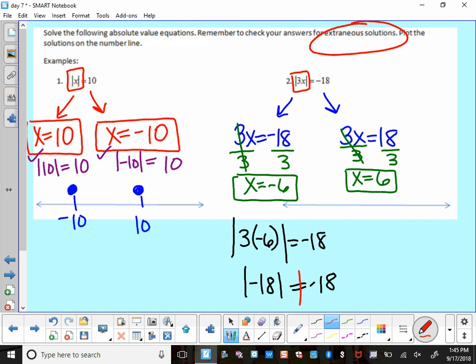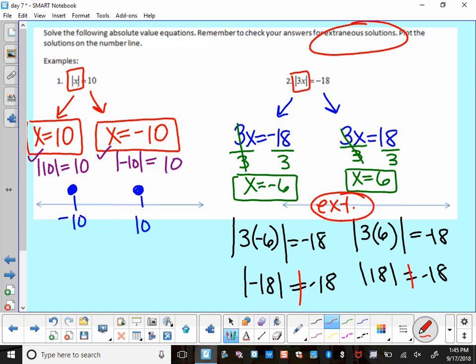Same with the next one. If I plug in the absolute value of 6 equals -18, I get 18 equals -18. Is that true? No. So this would be extraneous. You can just write EXT.